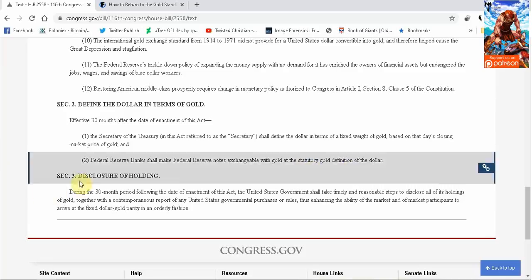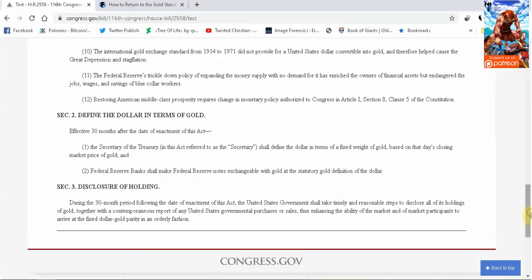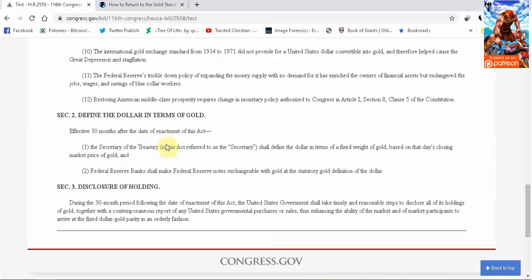It says here on the disclosure of holdings in Section 3, during the 30-month period following the date of enactment of this act, the United States government shall take timely and reasonable steps to disclose all of its holdings of gold, together with a contemporaneous report of any United States purchases or sales, thus enhancing the ability of the market and of market participants to arrive at a fixed dollar gold parity in an orderly fashion. The last part of this means they just have to disclose all of their gold within this 30-month period. So effective 30 months after this date, that's about 2.5 years.